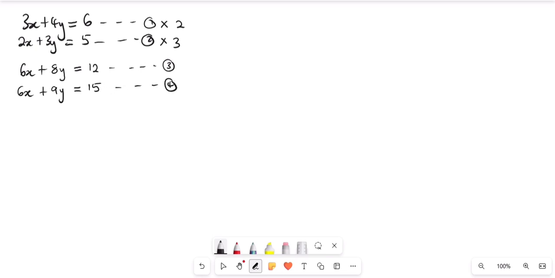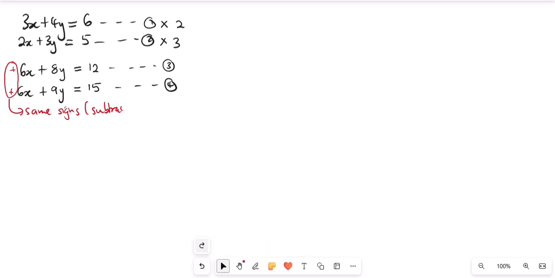Right. So now if you look closely, you realize that equation 3 and 4 have equal coefficients on x. So now we check the signs. You realize we have a plus sign here and a plus sign there. So if you have the same signs for the letter that you want to eliminate, you subtract the two equations. Subtract the two equations if the signs are the same.